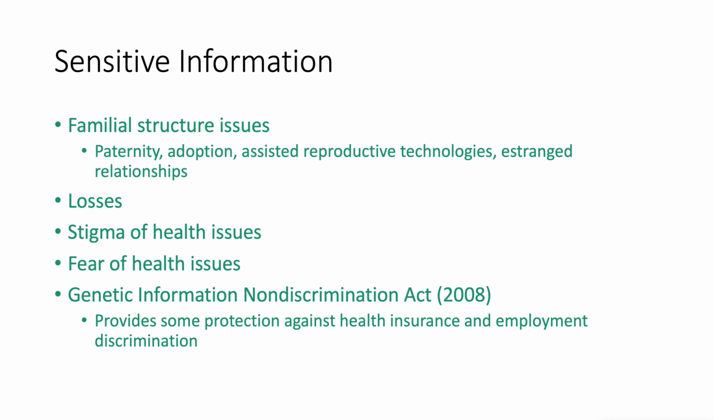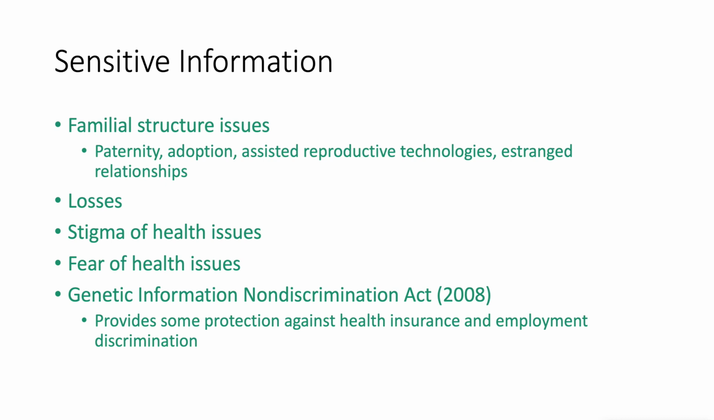The information can be very sensitive, and there are certain things that we must consider. For one thing, familial structural issues, paternity, adoption, assisted reproductive technologies, and estranged relationships come up when you're doing a detailed pedigree. And questions get asked sometimes by patients of their families that are uncovering information that has prior to that time been withheld. So they can be sensitive. There can be losses, stigma of health issues, fear of health issues.